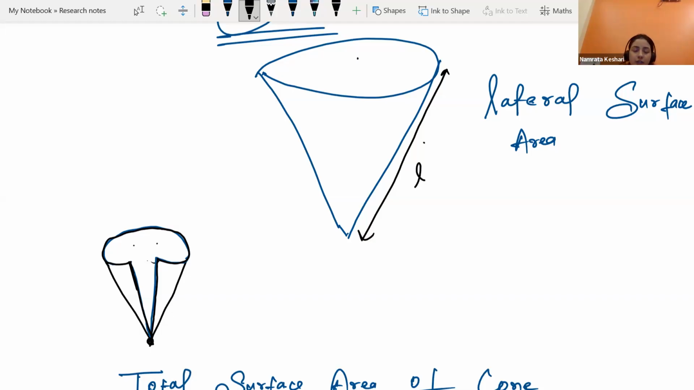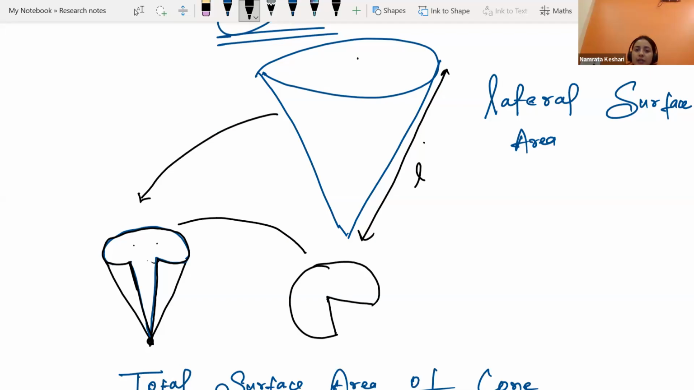After a while, will it look like a circle like this? When I completely open it, will it look like this? Everyone agrees that this shape got opened into this. Yes or no?